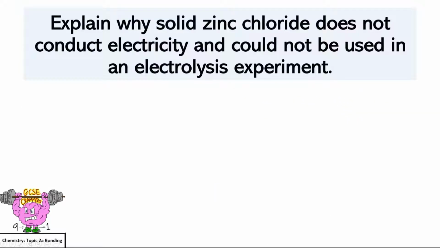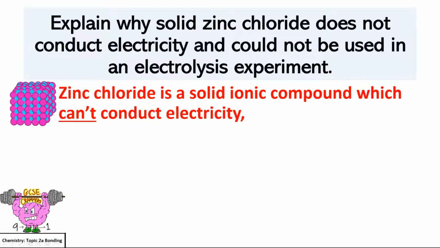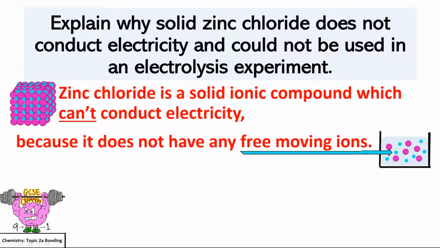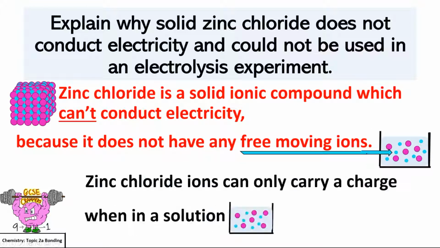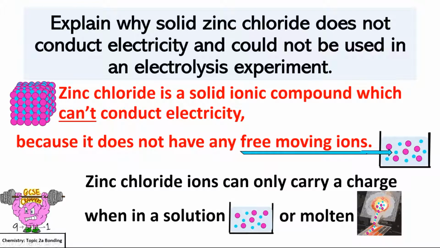Explain why solid zinc chloride does not conduct electricity and could not be used in an electrolysis experiment. Zinc chloride is a solid ionic compound which can't conduct electricity because it doesn't have any free-moving ions. Zinc chloride ions can only carry a charge when in a solution or molten.